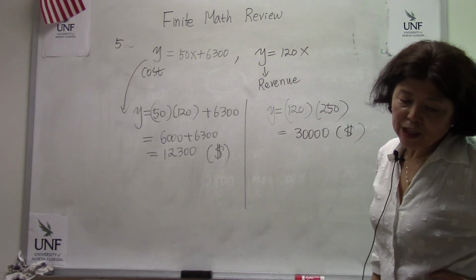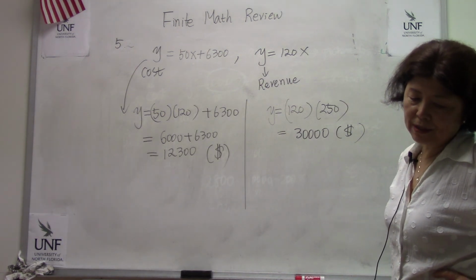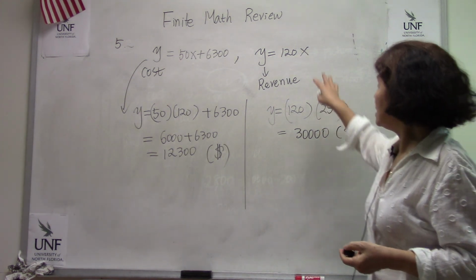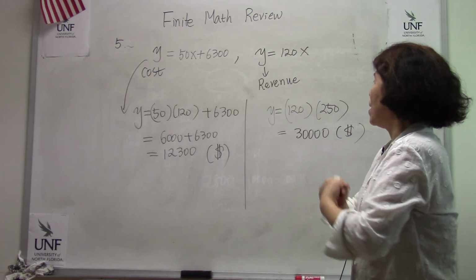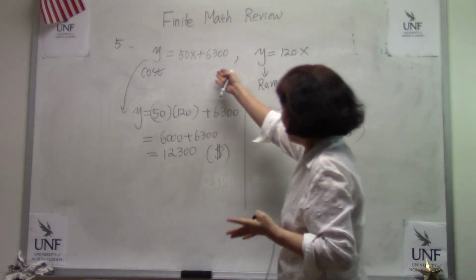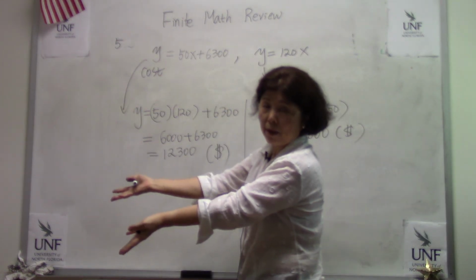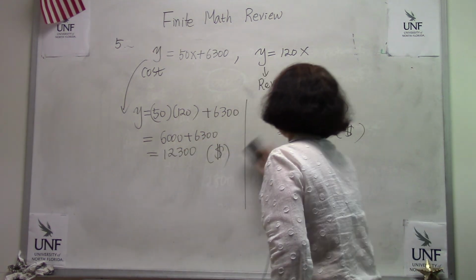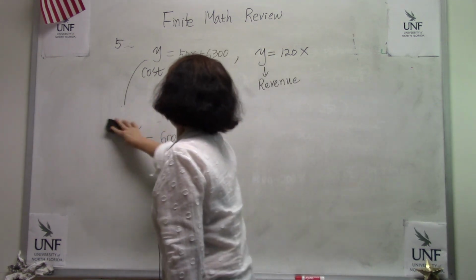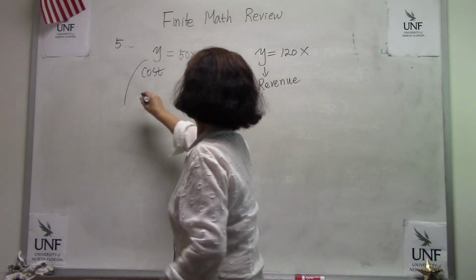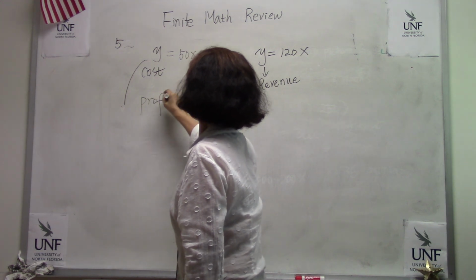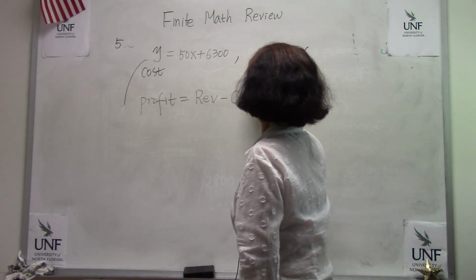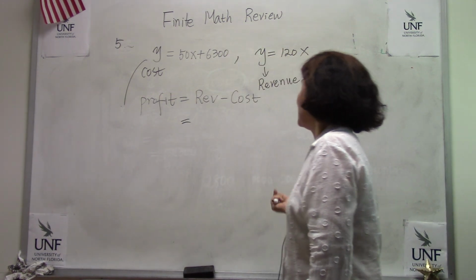Find the profit equation y resulting from selling x computer gaming keyboards. So this is revenue, so that means you have money in. This is a cost, you already spent it, so the money went out of your pocket. So what is profit? Profit is always revenue minus cost.